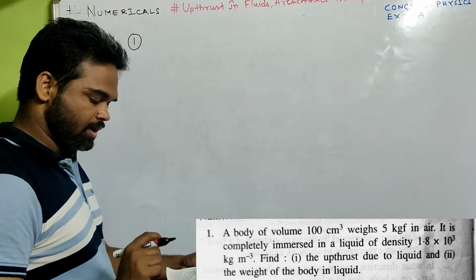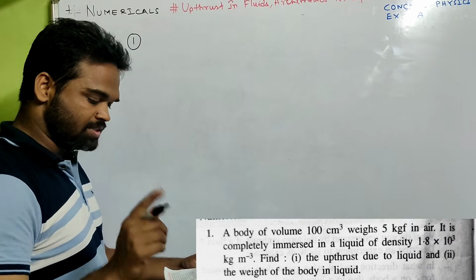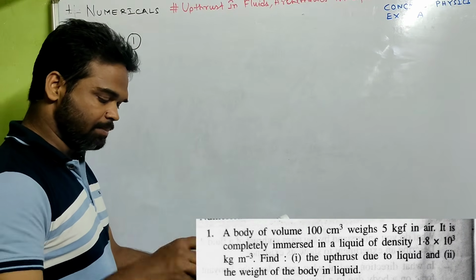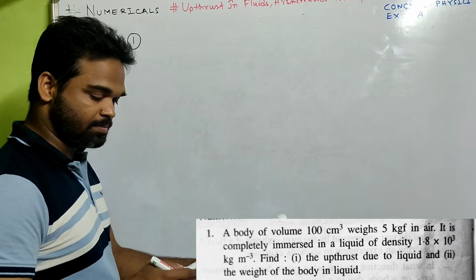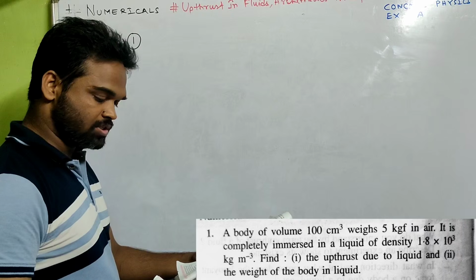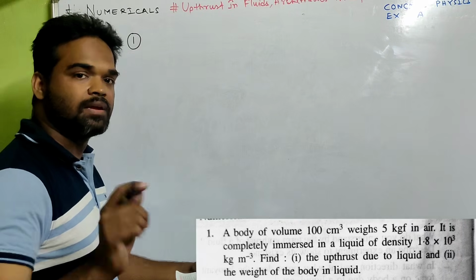Number 1. A body of volume 100 centimeter cube weighs 5 kgf in air. It is completely immersed in a liquid of density 1.8 multiplied by 10 to the power 3 kg per meter cube. Find the upthrust due to the liquid and the weight of the body in liquid.